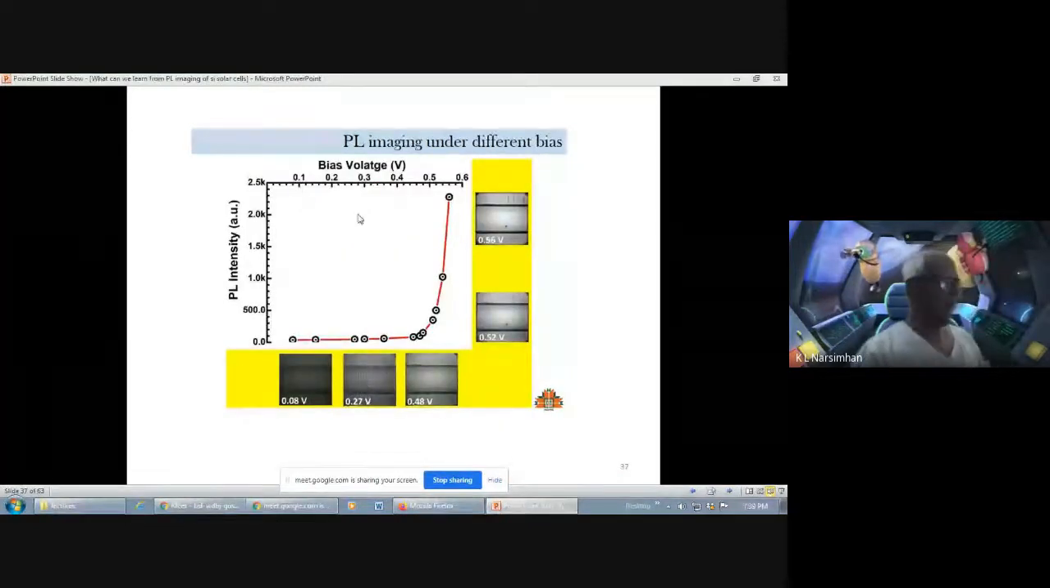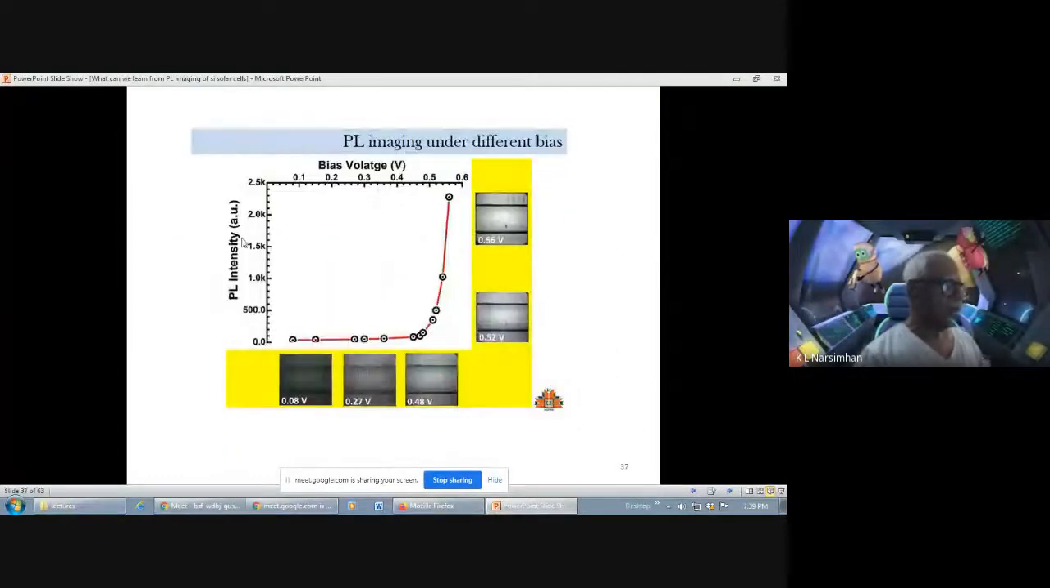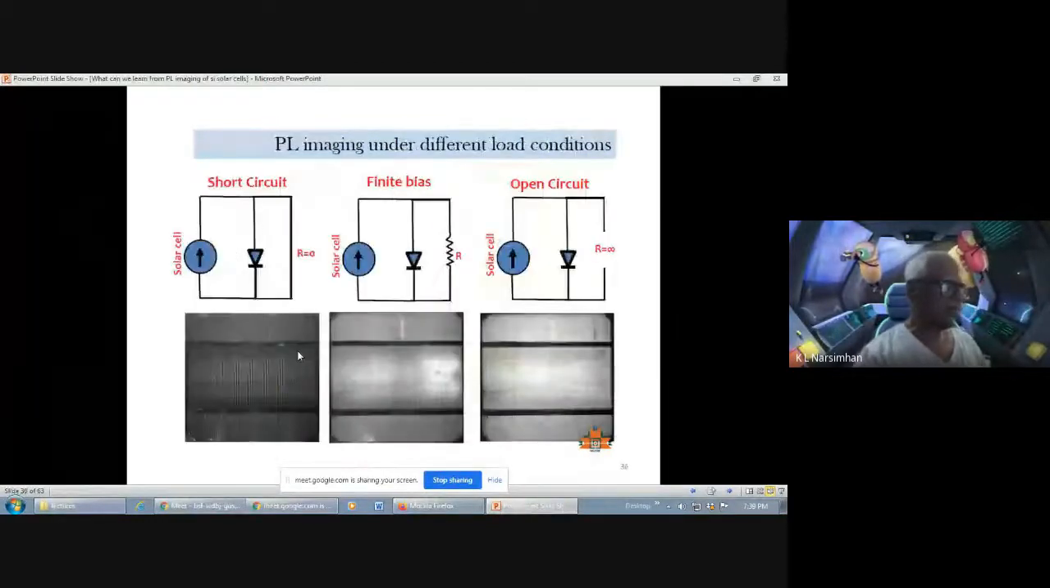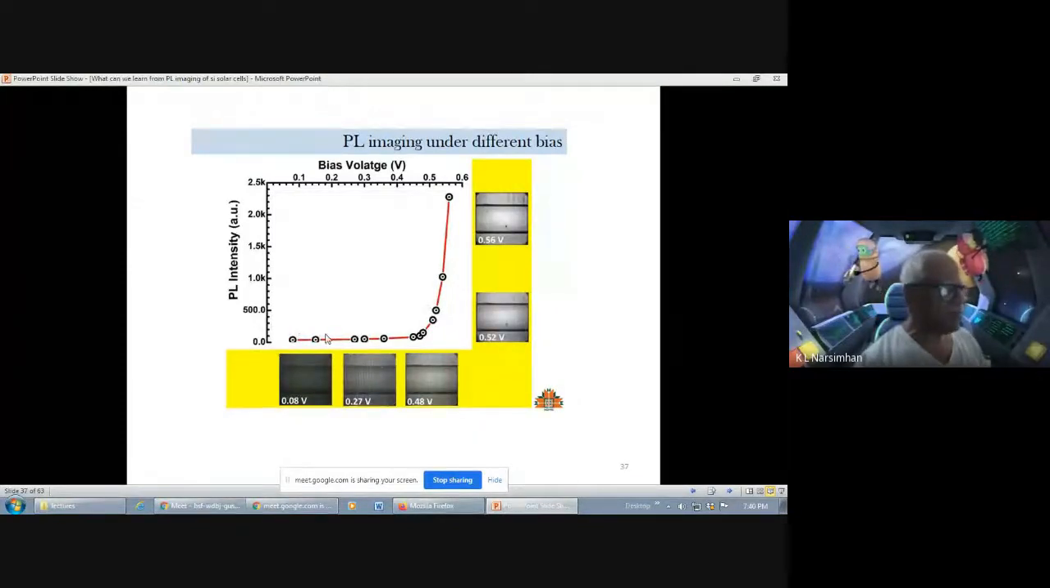So here is what we have done. We've taken one of these cells, shined light onto it, and varied the external load, like this. You can change this load. If you make this load open, it becomes open circuit. If you make it R equals 0, it becomes short circuit. And then if you put R at different values, current is flowing, and the IR drop across this is also the voltage across the diode. And at different points we take this PL image.